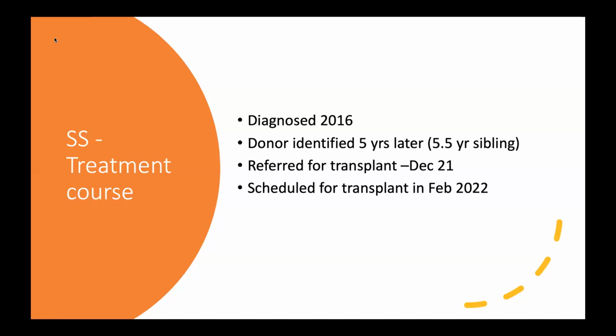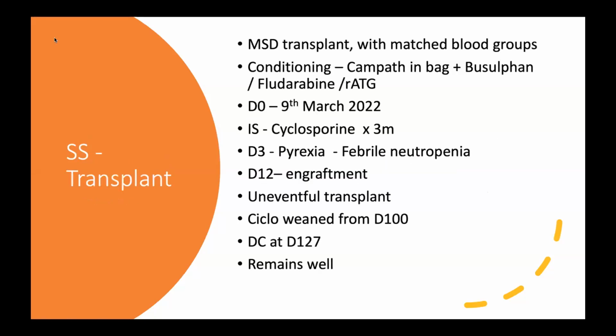So he was initially diagnosed in 2016. The donor was identified 5 years later. Now she was a 5.5-year-old sibling, referred for transplant in December 21, and scheduled for transplant in February 2022. So the timelines are pretty good. This was a matched sibling donor with matched blood groups.